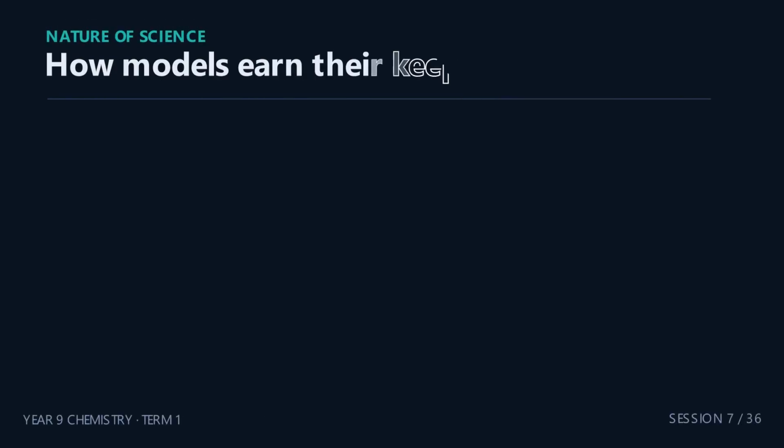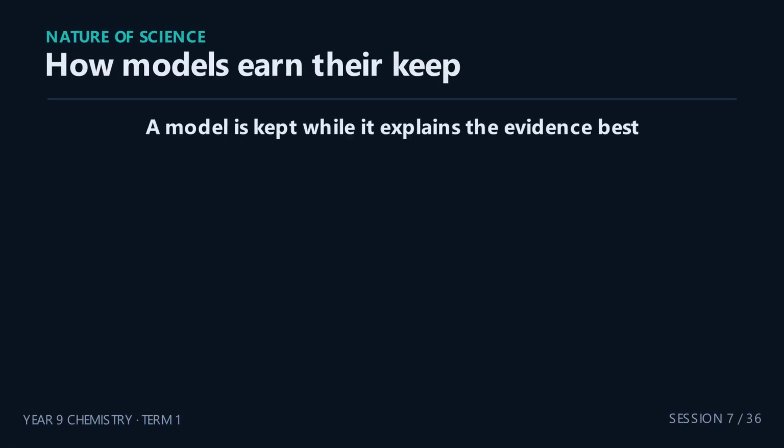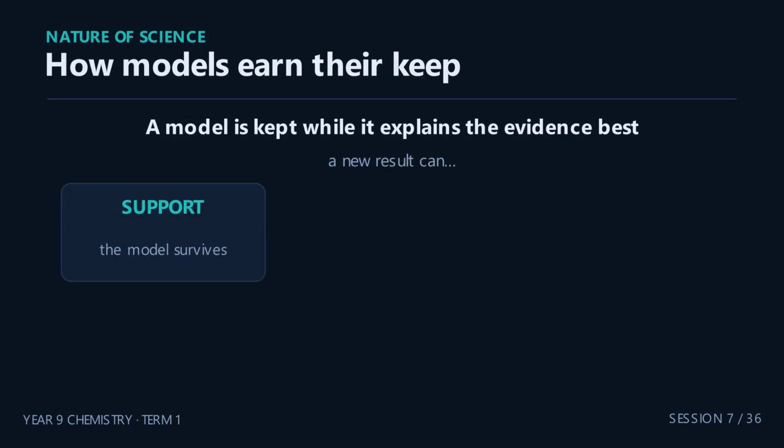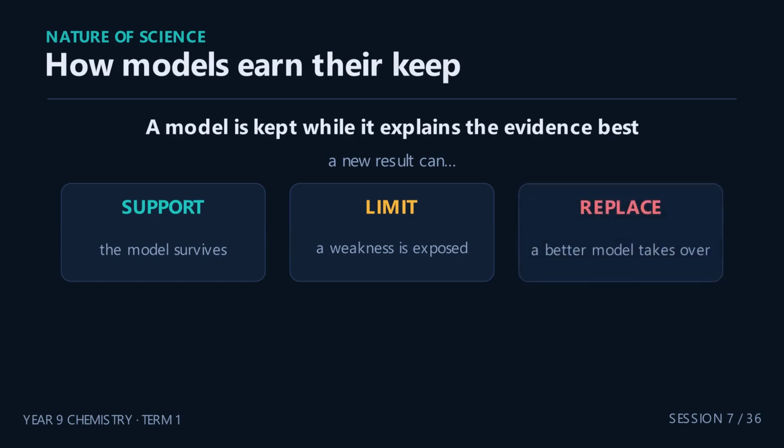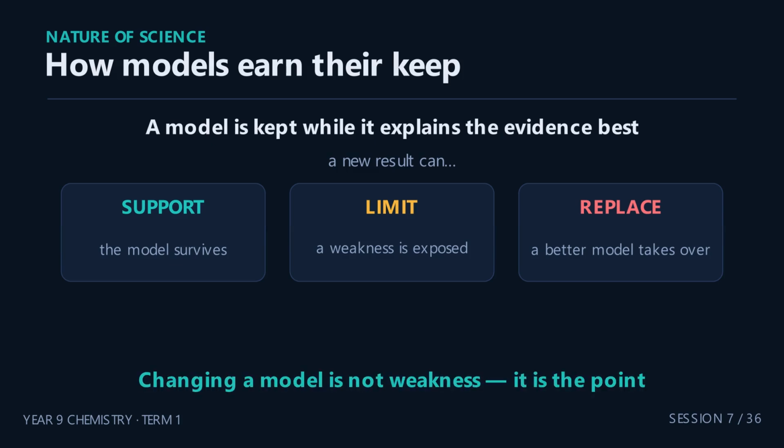This story teaches us how science develops. A model is kept while it explains the evidence better than the alternatives. A new result can support the model, expose a limitation, or force the model to be modified or replaced. And changing a model is not a weakness. It is the whole point. It shows that scientific explanations respond to evidence instead of ignoring it.